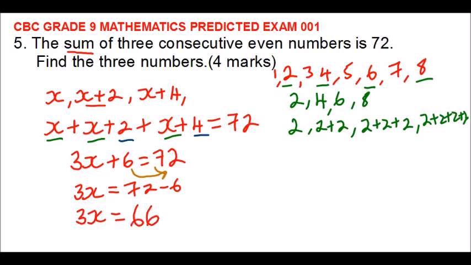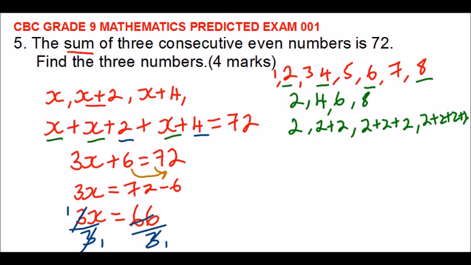You are allowed to use a calculator if you are not able to do it offhand. Therefore, we can divide both sides by 3 so that we are left with x on one side and a number on the other side. So 3 divided by 3 is 1.